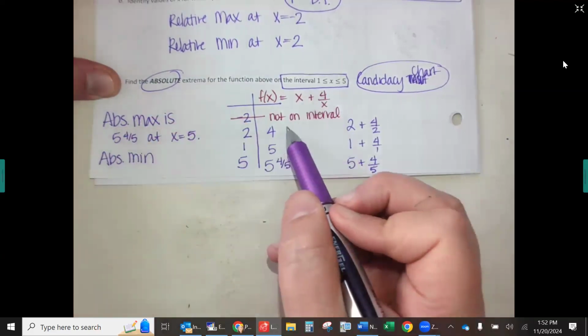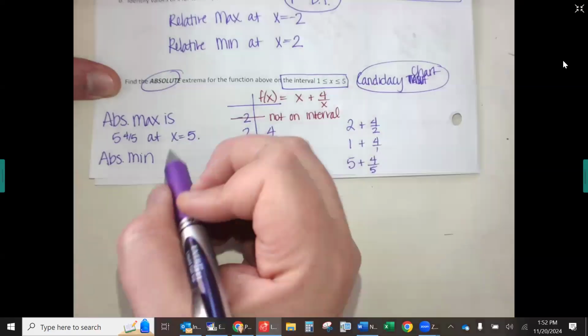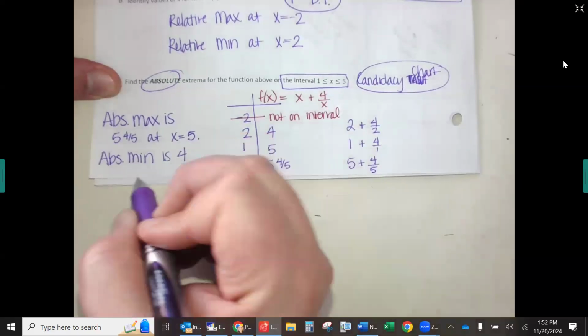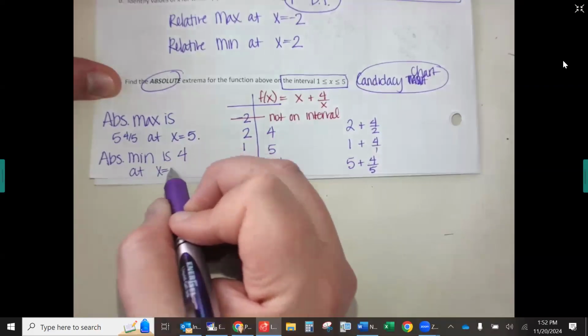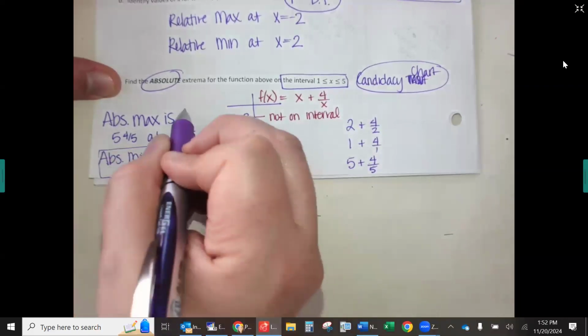Absolute min is 4 and it happens at 2. Do we see the difference? It is 4 and it happens at x equals. Feel like you can do that?